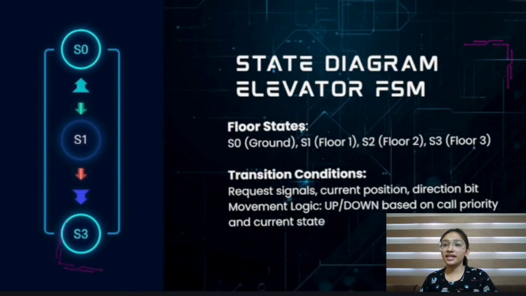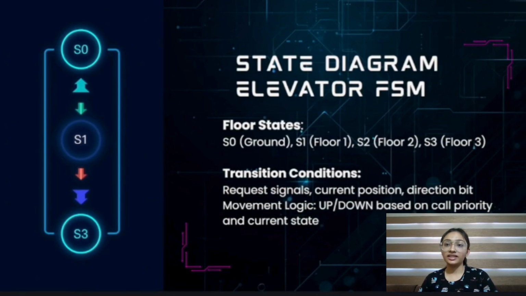Now let us study the state diagram of the elevator FSM. The elevator controller is modeled as a finite state machine, FSM. Each floor is represented as a state: S0 for the ground floor, S1 for the first floor, S2 for floor 2, and S3 for floor 3. When the user presses a floor button, the system checks the request and moves to the next state. The state-based design makes the control logic organized and easy to implement.